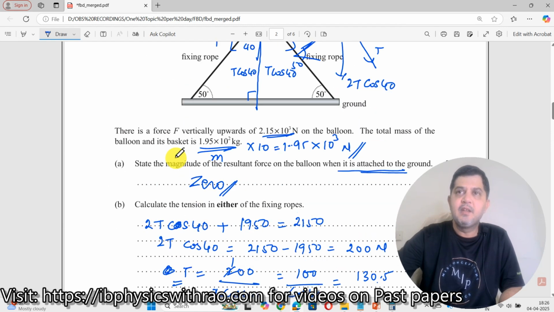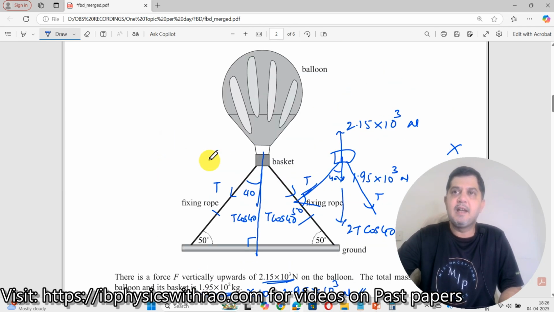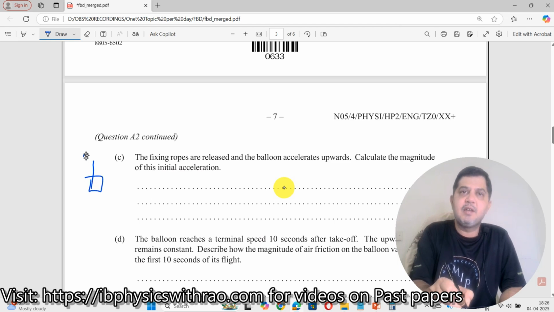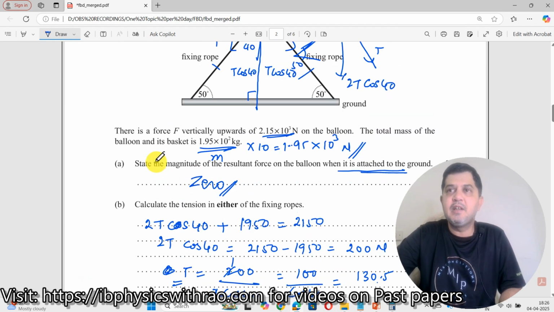Now what's happening? The moment you release it over here, and the moment you cut it here, then what happens? There's no tension in the rope, and the only forces that act here are nothing but this force and this force. Now let us draw the free body diagram once again. What does the free body diagram tell you? You have 2150 acting upwards and 1950 acting downwards. So the net force is acting upwards, which is equal to how much? Net force F net is equal to 200 Newton acting upwards. Now I want to find acceleration. Acceleration A should be 200 divided by mass M. What is the mass of the balloon? It should have been given somewhere over here.